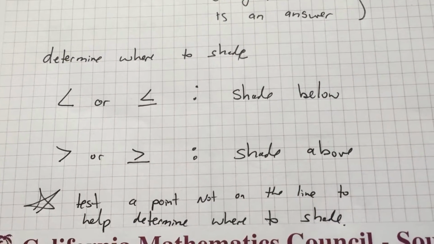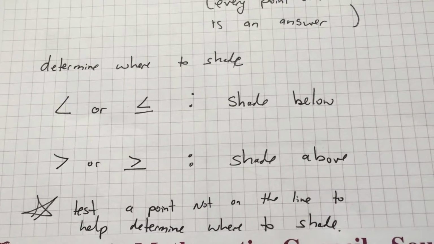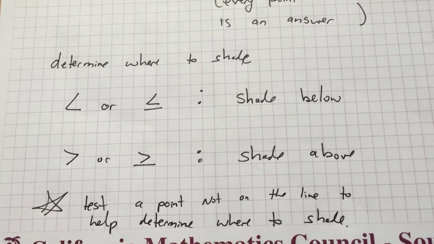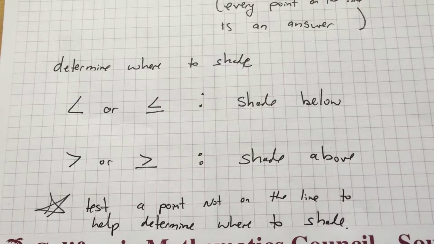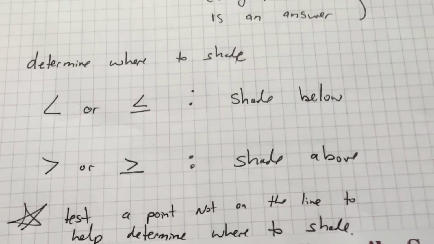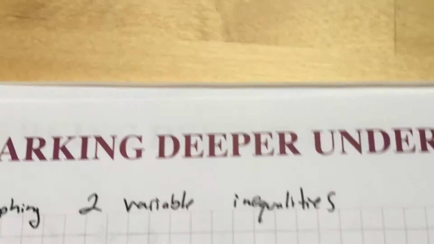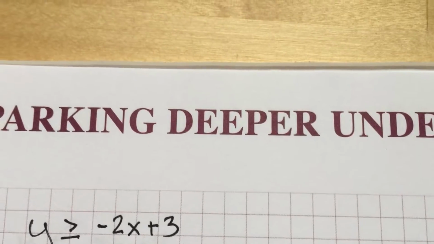I like anything that has zeros in it, either x's or y's. 0, 0 is my favorite point to test. It's the easiest one. So pick a point that's not on the line to help to determine it. So let's go ahead and try our very first example.